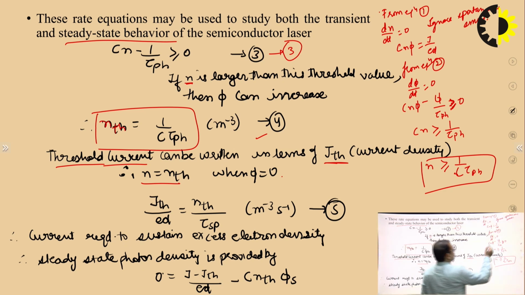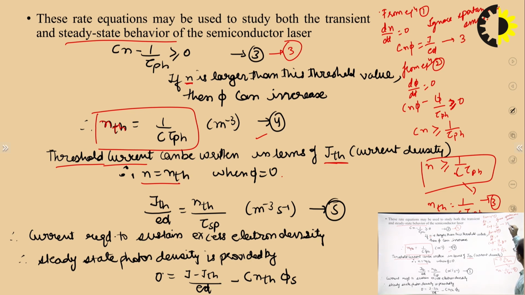Now see this one, equate this equation. You will see that this NTH equals 1 upon C into tau pH. This is equation number 3, and this will be equation number 4, let's say. Clear? Now equate equation number 3 and 4.